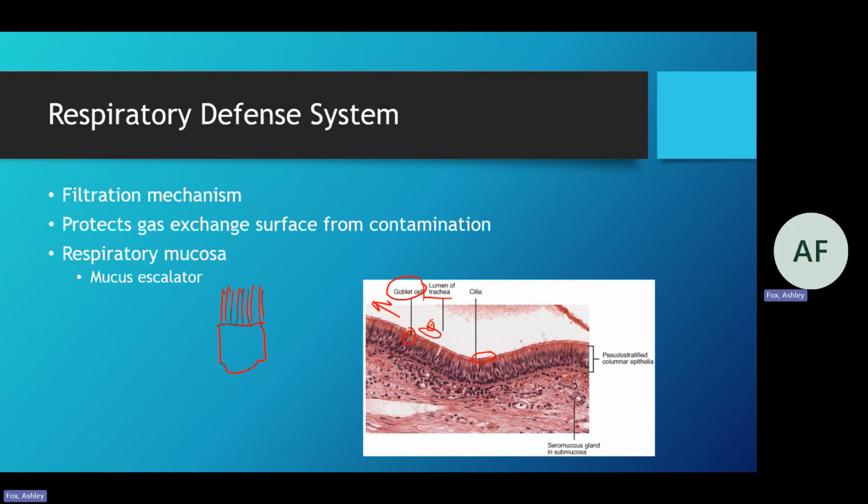We don't want it to go down. Say if this is the lungs area, we don't want it to go down into the alveoli in the lungs. We want it to go out. So it can actually travel up and out and then even swallow the mucus, so then the acid of the stomach can take care of it. So anything that's dirty and nasty that we don't want in our lungs, we can get rid of by this mucus escalator. So just travel mucus up, backwards, and away from the lungs.